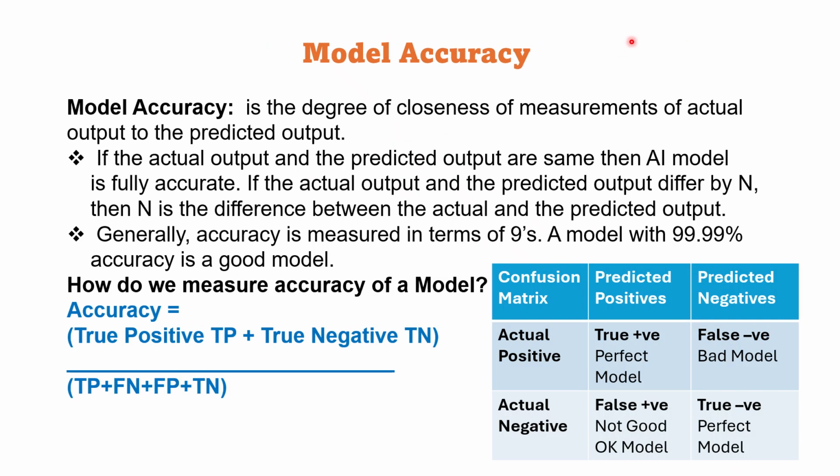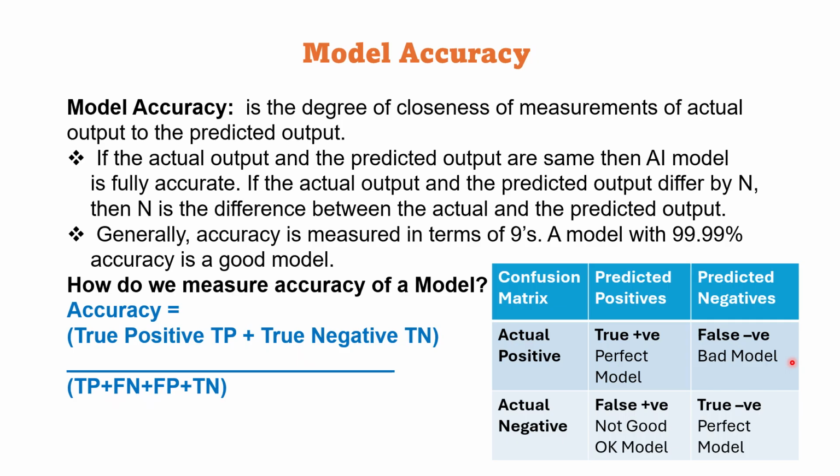The next 4 slides are about evaluating the AI models. As we saw in part 1 of the video, confusion matrix is the tool which is used to evaluate AI models. For details on confusion matrix, please watch part 1 of the video, and the link for part 1 is provided in this video description. Now using this confusion matrix tool, we'll measure model accuracy, precision and recall, sensitivity and specificity, and F1 score.